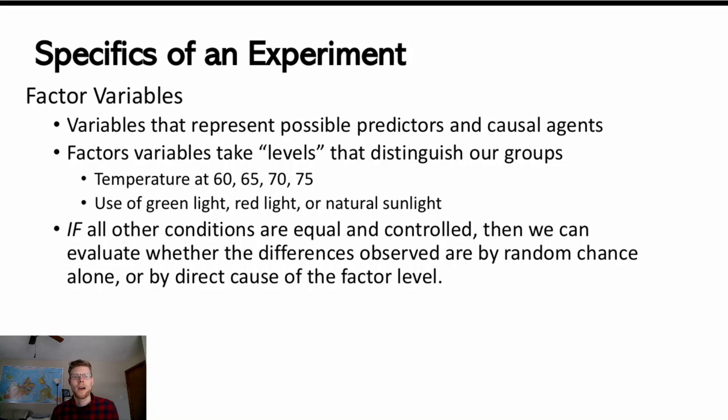then see, number one, is there a relation with the light level? Is there a relation with the temperature? Should we build a model that includes both of these, or does one of these factor variables seem to be irrelevant to any difference? So again, if all other conditions are equal and controlled, then we can evaluate whether the differences that we observed would just be random chance or suggest actual differences, maybe because of the manipulation that we did.